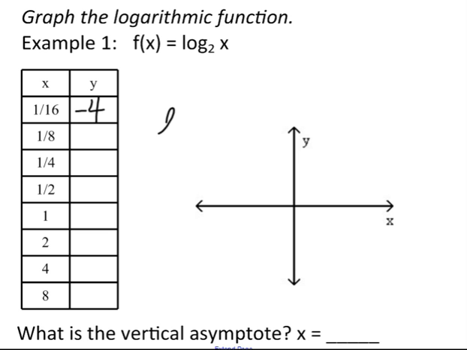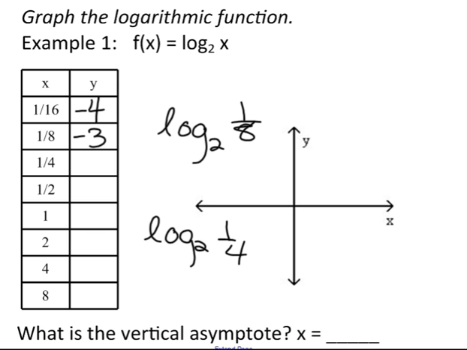So what I'm trying to find is what exponent do I raise 2 to get 1/8? Well, 2 to the 3rd power gives me 8, so in order to get 1/8, I've got to have -3. Keep going. I'm going to plug in x is equal to 1/4, so log base 2 of 1/4. 2 to the 2nd power will give me 4, so -2 because it's a fraction.